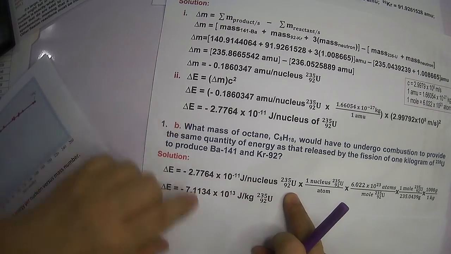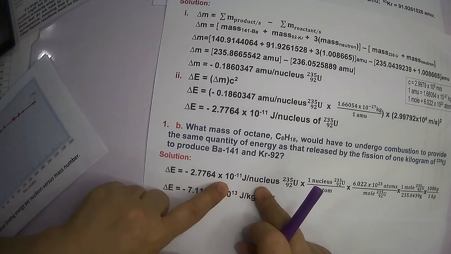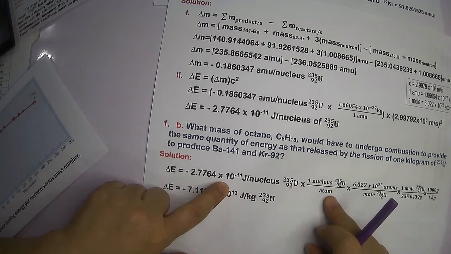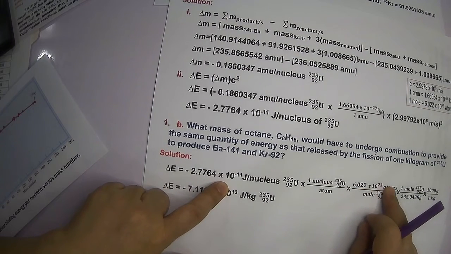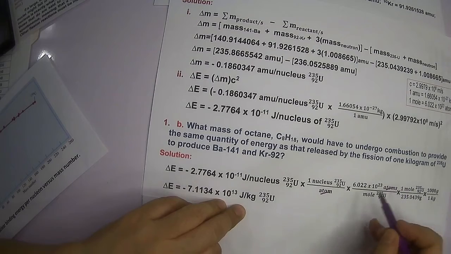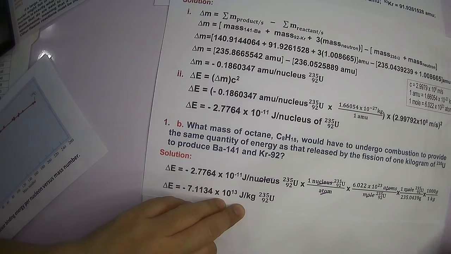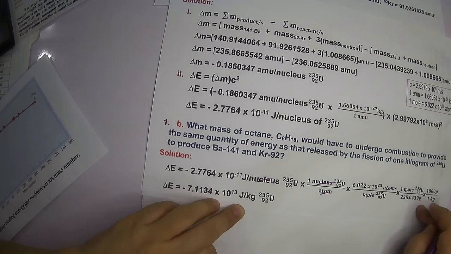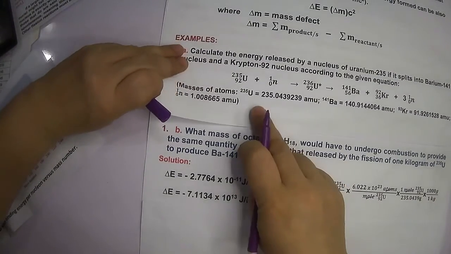Okay, we have to convert that negative 2.7764 times 10 to the negative 11 joules per nucleus. And since for every nucleus you have one atom, and for every mole you have 6.02 times 10 to the 23rd atoms per mole, the unit atom cancels out, the nucleus cancels out, the mole cancels out, and what is left is the gram converted to kilogram. Okay, this is the isotopic mass of uranium-235, which is given in the problem.